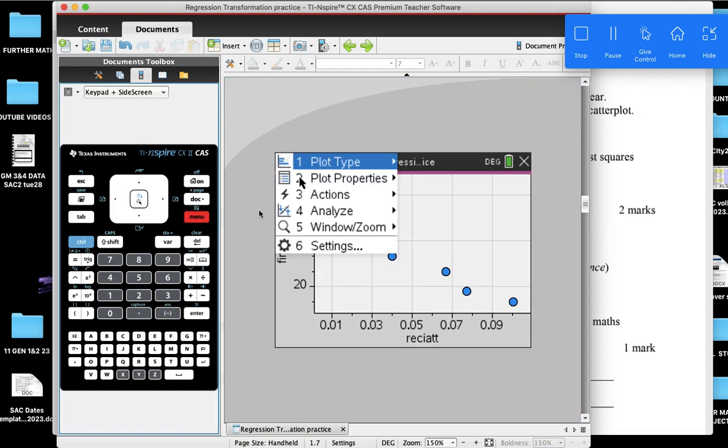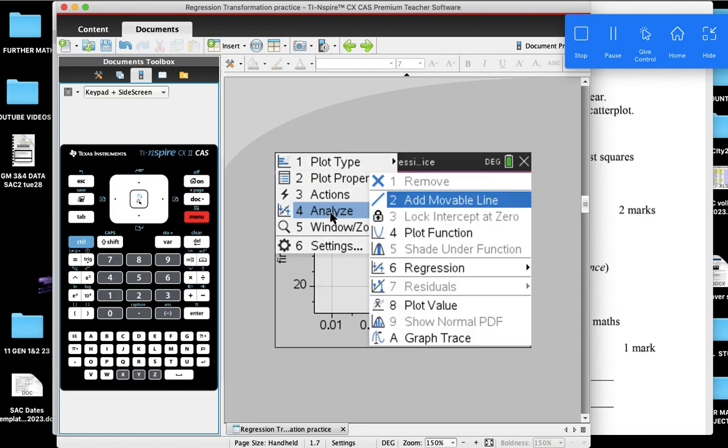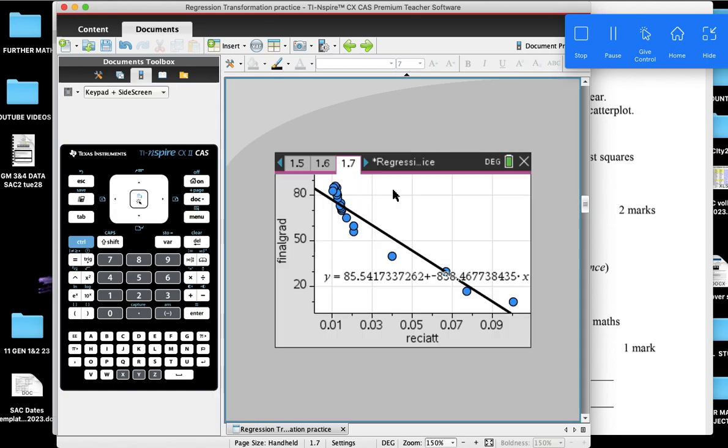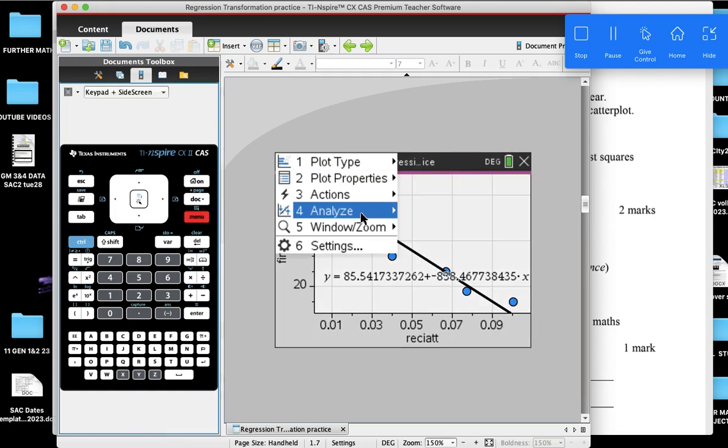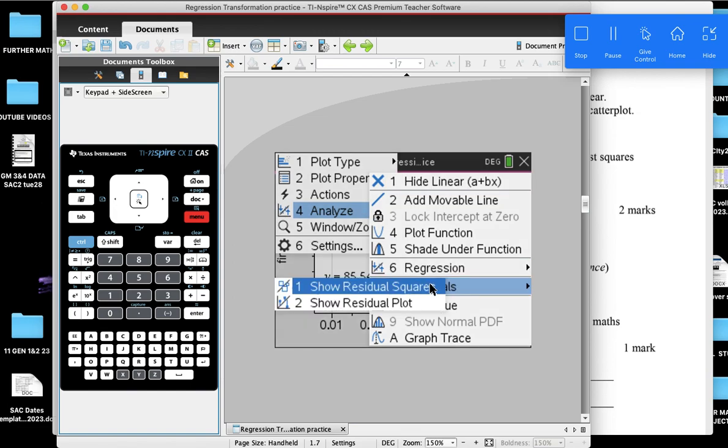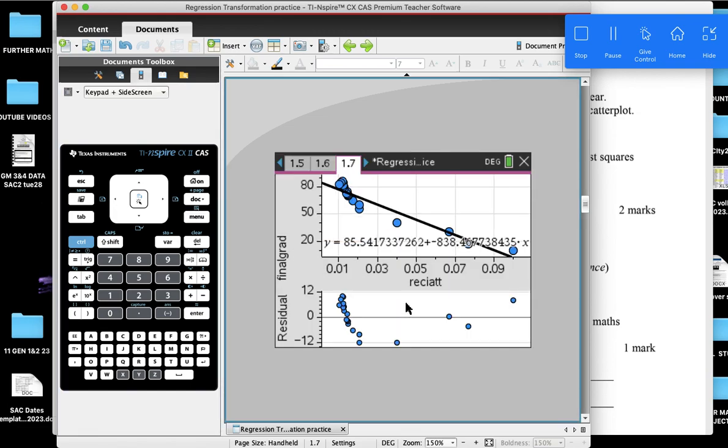So I'm going to go check that again. I'm checking the residual plot of my transformed data. So I go analyze, regression. I've got to put that on there. Then I go and get the residual plot. So we get the residual plot.